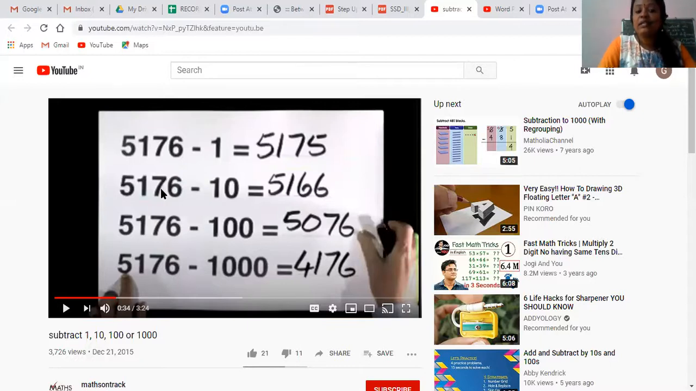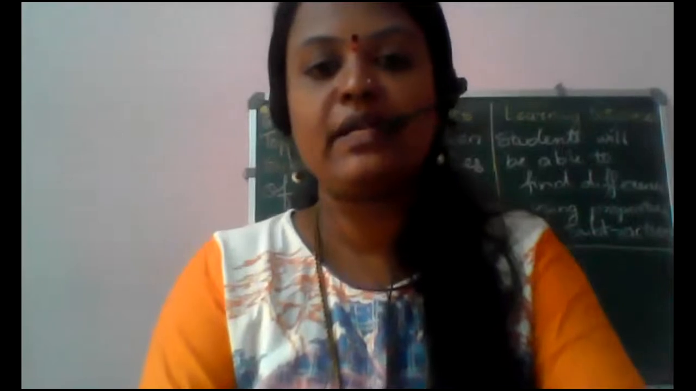Whereas the last one, that is 5,176, when subtracted by 1,000, the thousands digit, that is 5, should be reduced by 1. So the result or the difference is 4,176. So let us solve some examples based on properties of subtraction and when a number is subtracted by 10, 100 and 1000.